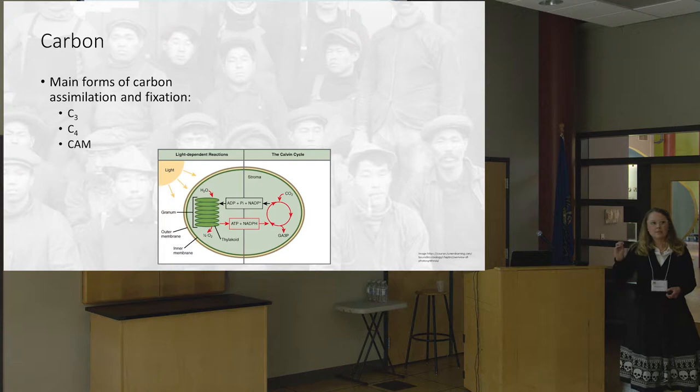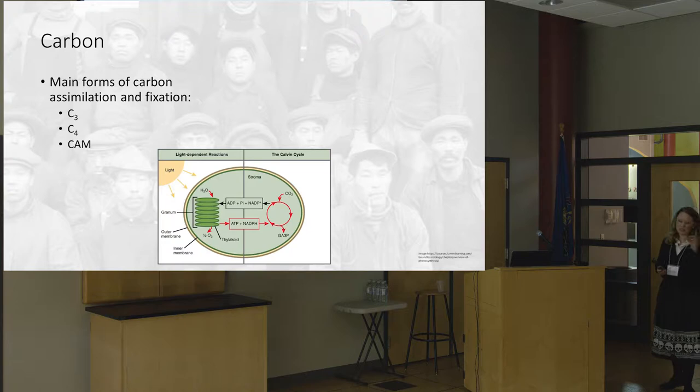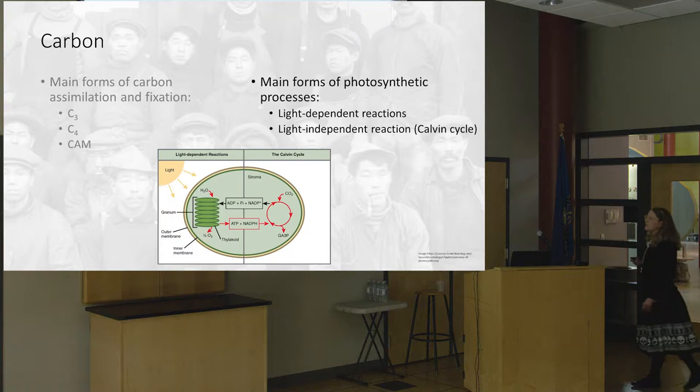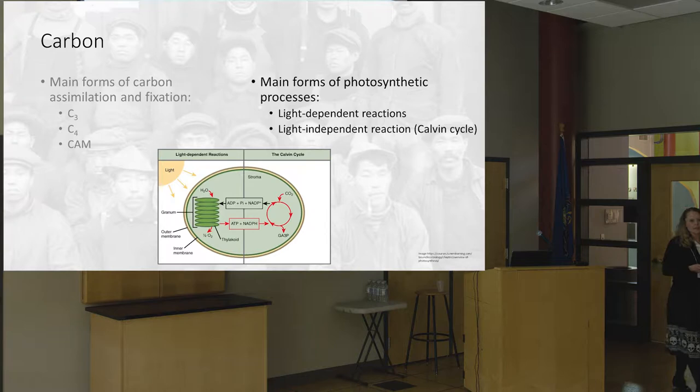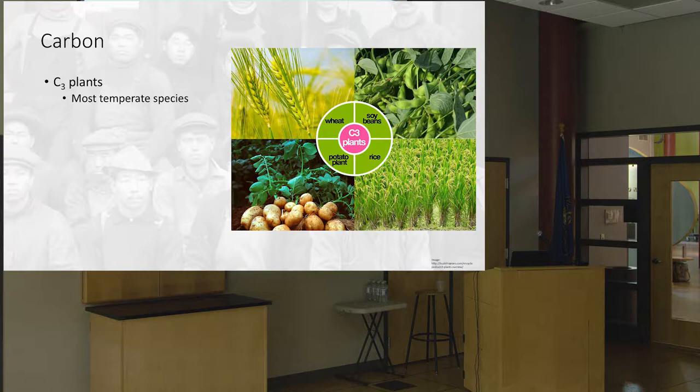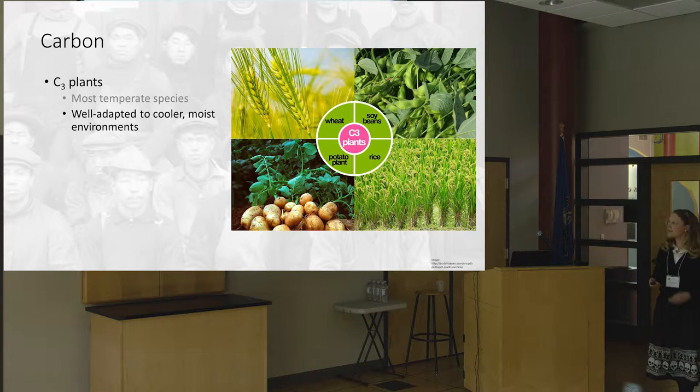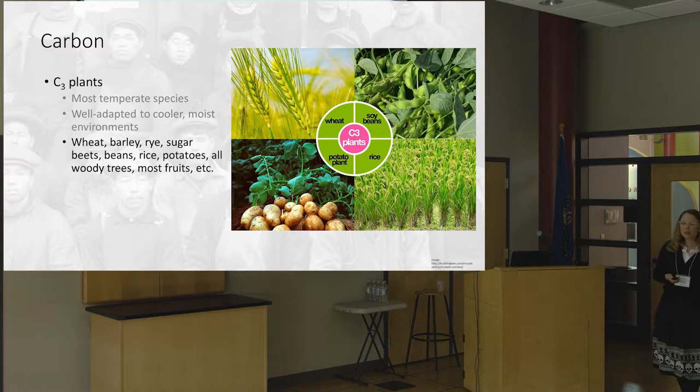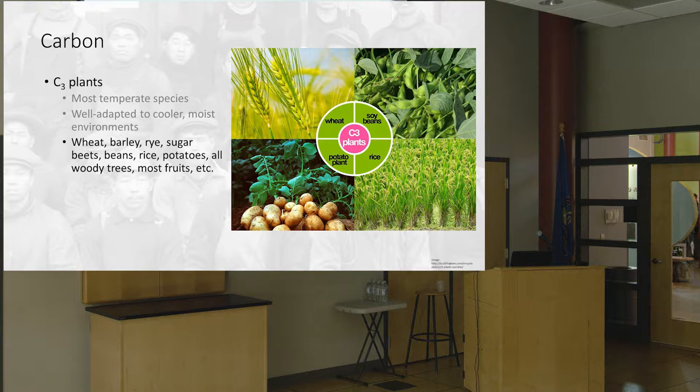So the rest of this discussion is going to be focused mainly on C3 and C4. That's why I'm kind of putting CAM to the side. It's still there, but we just don't really consider it to be a bulk of biomass. And the main forms of photosynthetic processes are light-dependent reactions and light-independent reactions, such as the Calvin cycle. So we're going to talk about Hatch-Slack pathways and Calvin cycle. Now, C3 plants, most of those guys are your temperate species. They're well adapted to cooler, moister environments, and it's pretty much what you eat, right? Wheat, barley, rye, sugar beets, beans, rice, potatoes, all your woody trees and most of your fruits. So probably what you had for breakfast this morning, right?